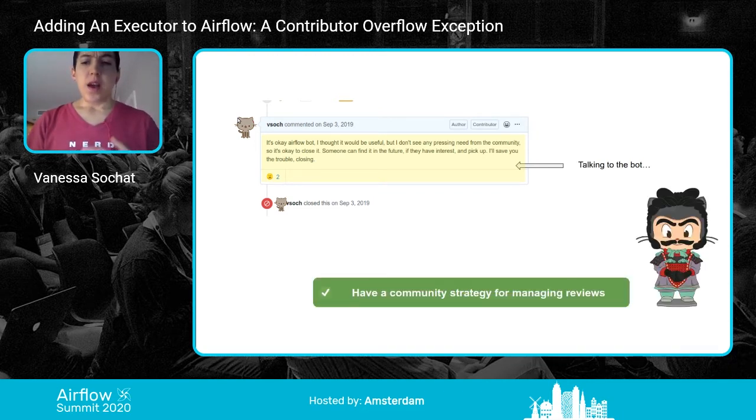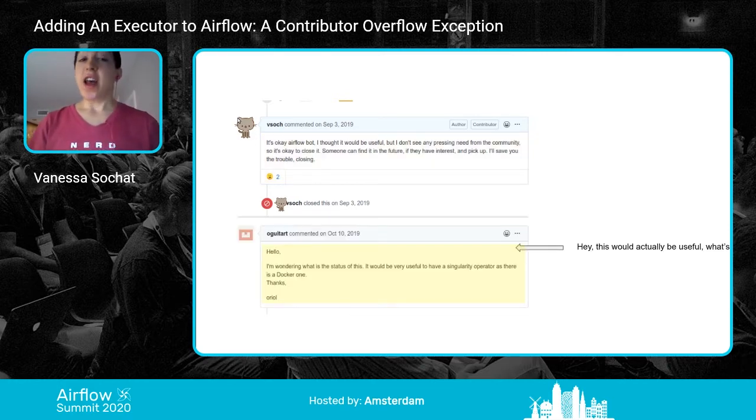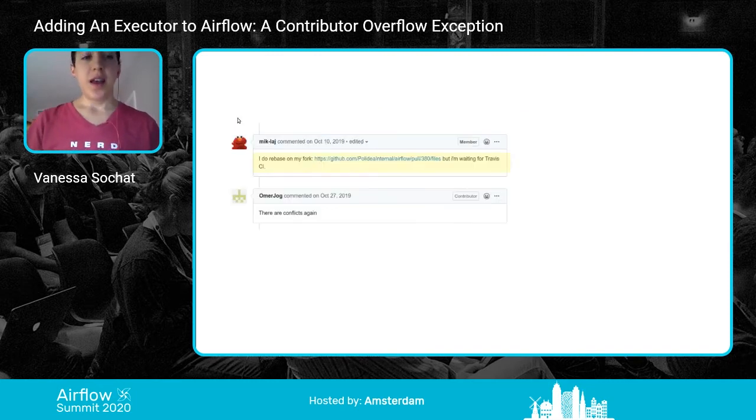And so Grandfather Octocat says it's a really good idea to have a community strategy for managing reviews. Now, arguably, having this bot was the strategy because it would bring people back to look at it. And actually, that's what happened. Well, about a month later, someone came along and said, hey, what's the status on this? It would be super useful to have a Singularity operator. And then Elmo came to the rescue again. He said, I will do the rebase on my fork. I've been gone, but I am back. But there were conflicts again.